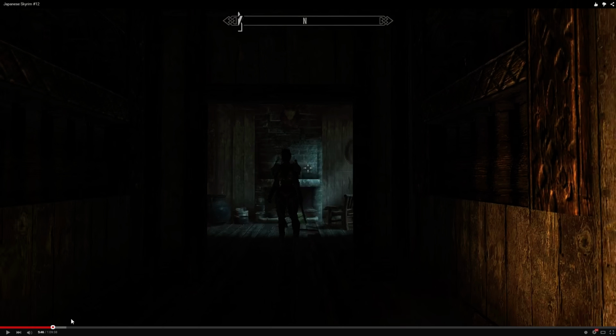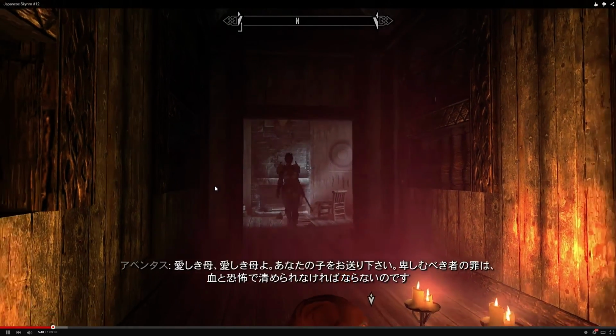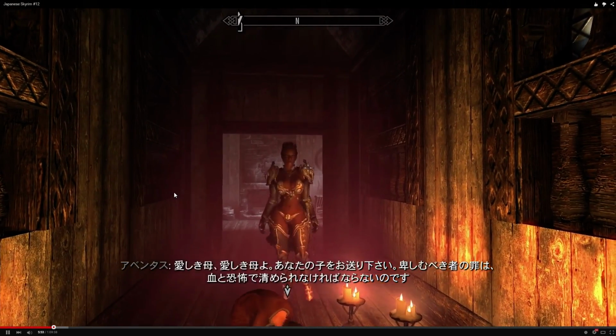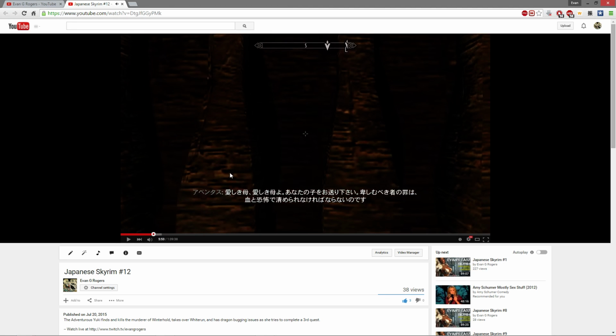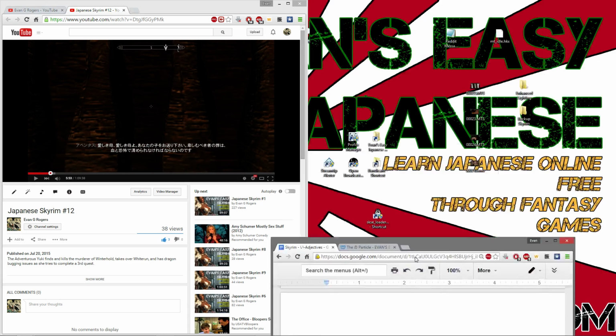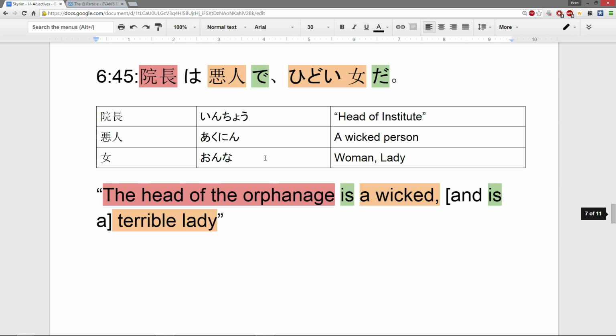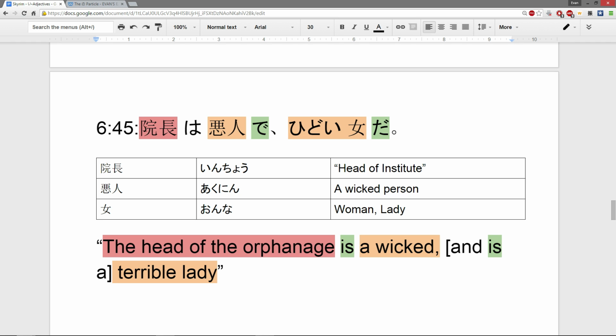Alright, here comes the awesome intro where I walk in. There we go. The epic adventure to help this kid kill the evil Riften orphanage leader, or head of the orphanage. Here, the same kid's talking about the orphanage. I always want to call it an orphanarium because I watch too much Futurama. He's talking about the head of the orphanage, the incho wa akunin, which is a wicked person.